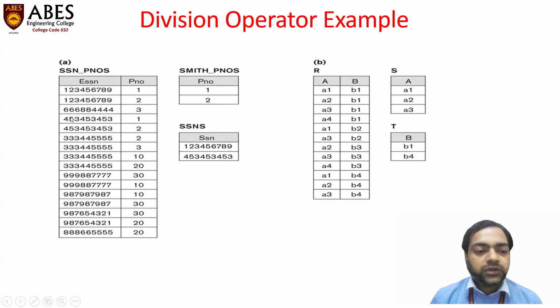Now, if we talk about this third tuple, can we say that this is a tuple that includes all the values of P number which are included in this? No, because you can see that this contains only value 3, right?